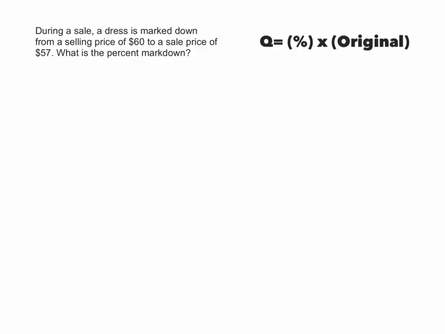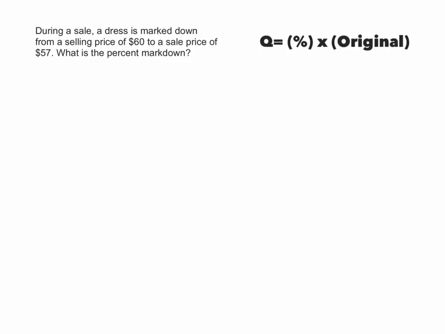Alright guys, so this problem asks us, during a sale, a dress is marked down from a selling price of $60 to a sale price of $57. What is the percent markdown? And on the top right you guys will see an equation that's going to be helpful throughout this process. You could use these on all the problems, and that is Q equals the percent times the original.